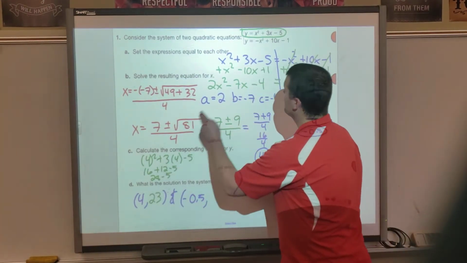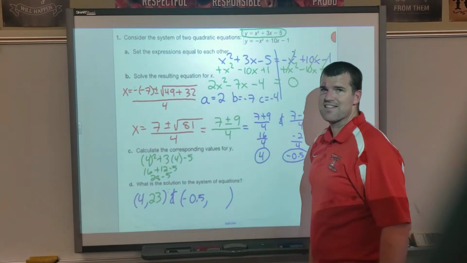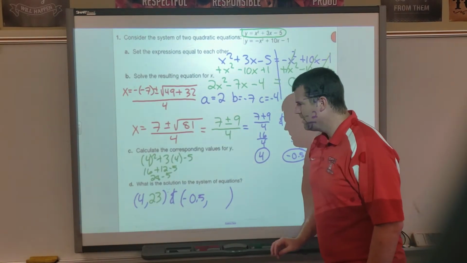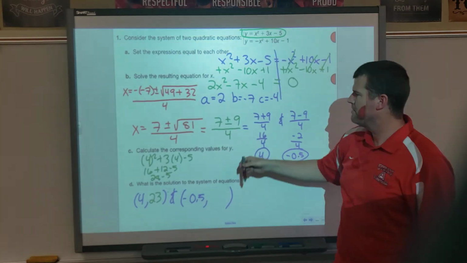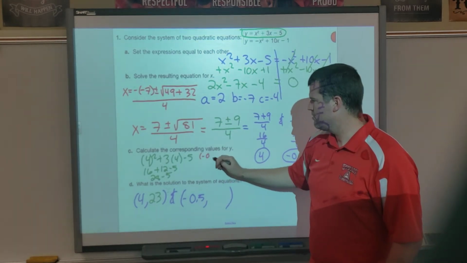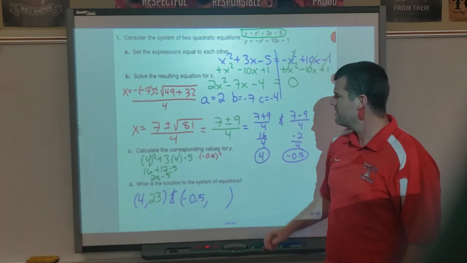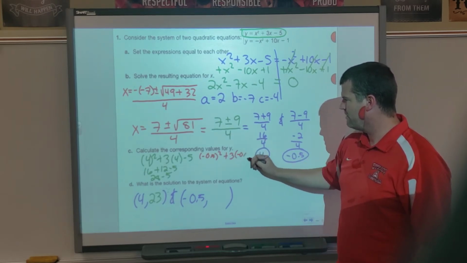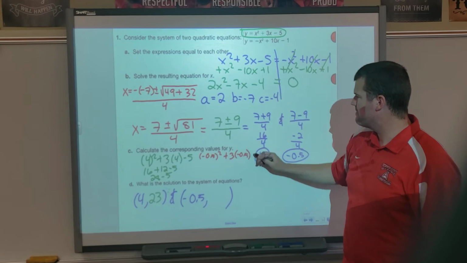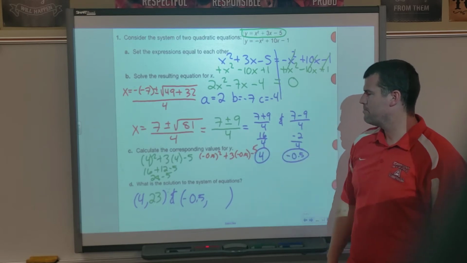If I plugged 4 into this equation, it would give me the exact same thing. All right, the second one, I'm going to plug in negative 0.5. So I have negative 0.5 squared plus 3 times negative 0.5 minus 5. Sorry, it's a little sloppy here.